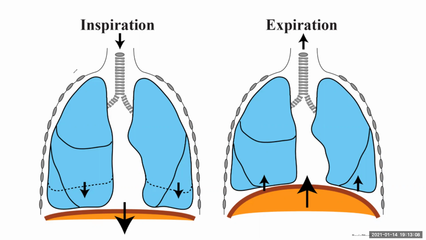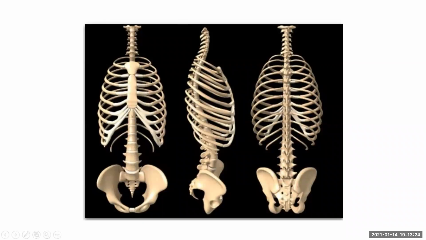Now remember, we have this rib cage that surrounds our lungs. This is the front view and these are the ribs. This is how a human rib cage looks from the front, from the side, and from the back. It covers your entire front all the way to the back, and our lungs and our heart are inside the rib cage.